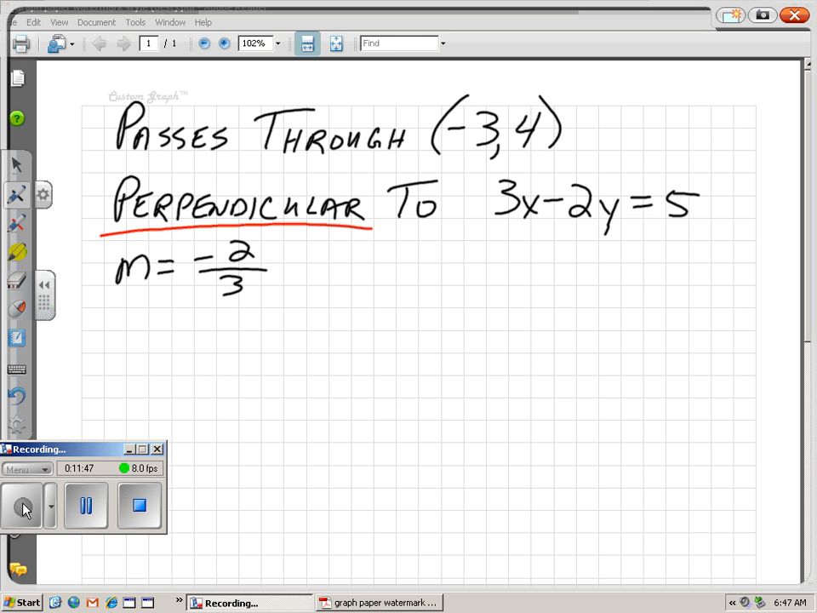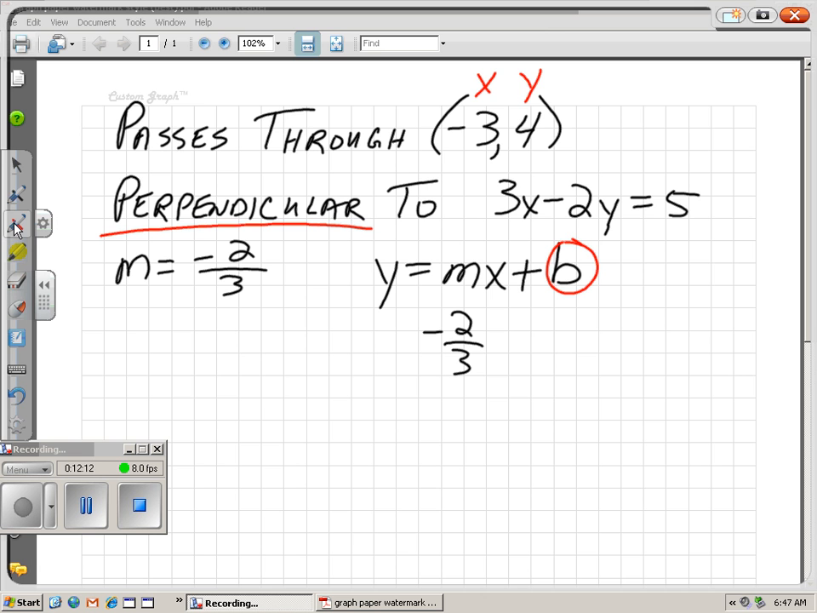Now how do I write my equation? y equals mx plus b. I know what my m is. It's negative 2/3. So I take out the m, put in a negative 2/3. I'm going to have to borrow that -3, 4, because the next number that I need is my y-intercept. They didn't tell me what my y-intercept is, so I'm going to have to calculate it. So let's borrow this x and y, because I know my line goes through there, so those points are going to work.